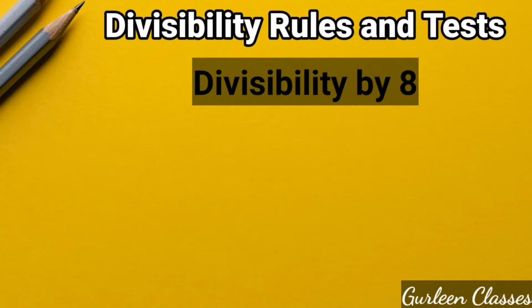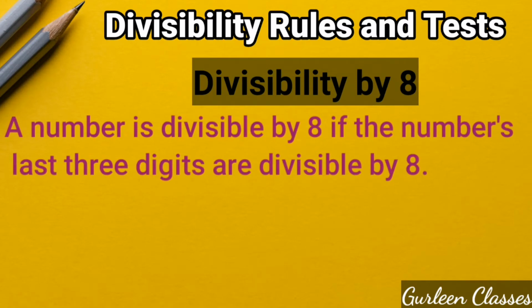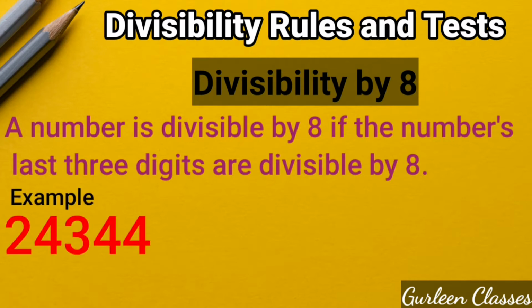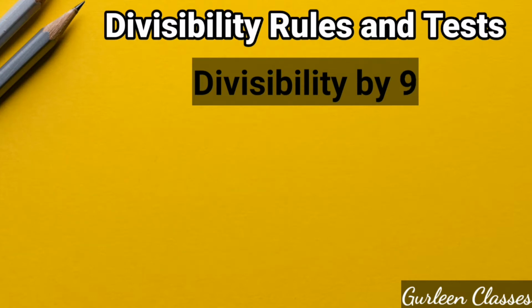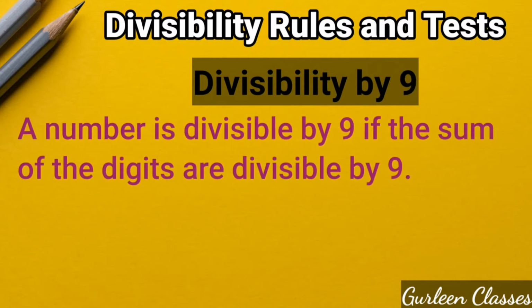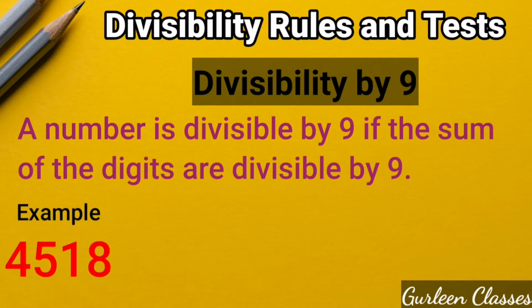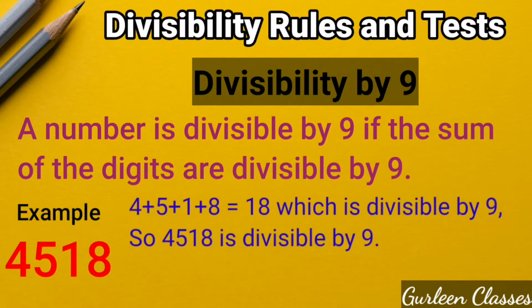Next, divisibility by 8. A number is divisible by 8 if the number's last three digits are divisible by 8. Example: 24344. It is divisible by 8 since its last three digits are 344 and 344 is divisible by 8. Next, divisibility by 9. A number is divisible by 9 if the sum of the digits is divisible by 9. Example: 4518. If we add 4 plus 5 plus 1 plus 8, that is equal to 18, which is divisible by 9. So 4518 is divisible by 9.